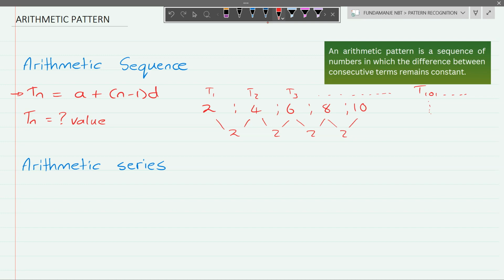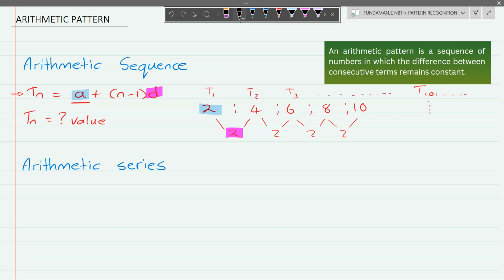But how do we apply this formula? We need to first know what a is. Now a is the first value of our pattern. d is the difference in our pattern, and then n is just the input variable. So n would represent the 101 that we are trying to figure out. We simply plug in our values and then we evaluate.